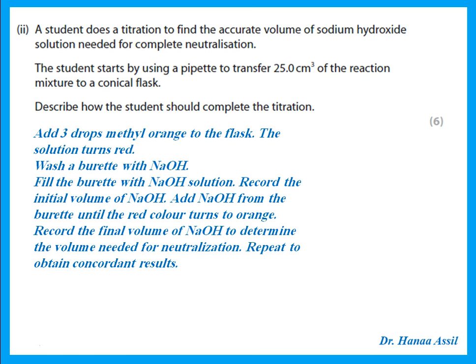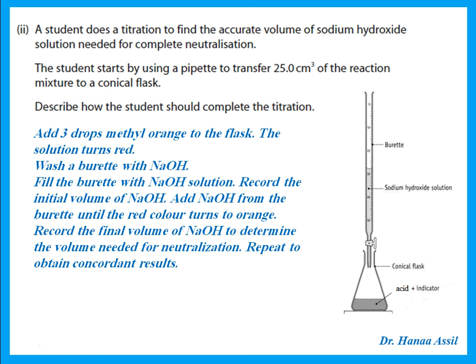He already has 25 centimeter cubed of the acid in a conical flask. So the next thing would be add 3 drops of an indicator. It could be methyl orange or phenolphthalein. If we add methyl orange to something that is acidic, then the solution turns red. Then you want to explain in detail.